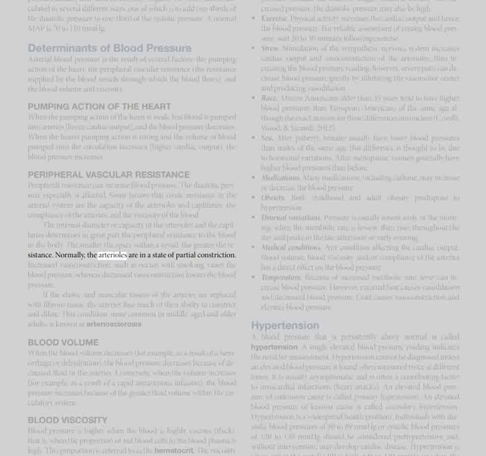Normally, the arterioles are in a state of partial constriction. Increased vasoconstriction, such as occurs with smoking, raises the blood pressure, whereas decreased vasoconstriction lowers the blood pressure. If the elastic and muscular tissues of the arteries are replaced with fibrous tissue, the arteries lose much of their ability to constrict and dilate. This condition, most common in middle-aged and older adults, is known as arteriosclerosis.